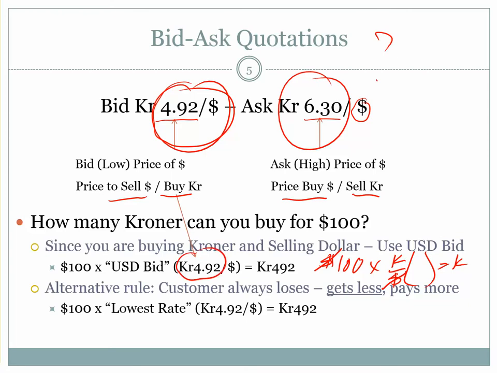But there's an easier way to do this from the perspective of a customer. Whenever a customer gets into a bid-ask market, in other words, when there are two prices, the customer always loses. So the answer is, how many krone can you buy for $100? Well, since you're buying crown, you're going to get a lot less than you'd like. So when looking for an exchange rate, crown per dollar, I'm going to wind up getting the lower exchange rate. So that's why I know to use 4.92.